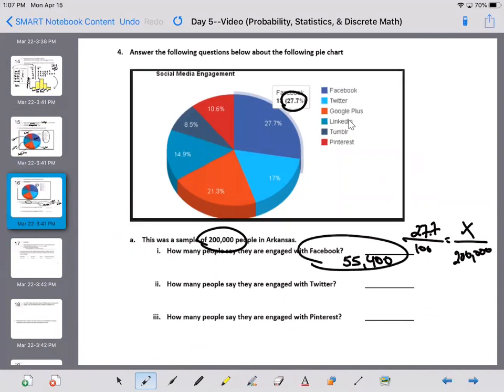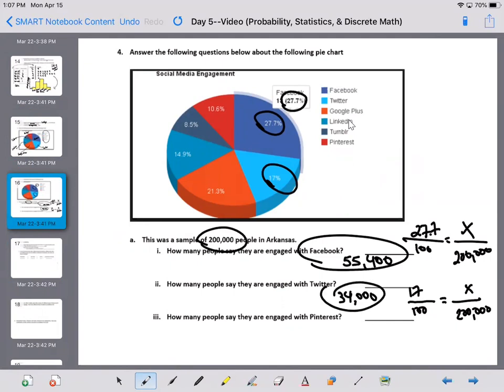How many are engaged with Twitter? Well, we would do the same thing. We'd say X divided by 200,000, and then figure out what's the ratio that involves Twitter. That's going to be 17 out of 100, so it's at 17%. Do our cross products, 200,000 times 17 divided by 100, and we would get 34,000 people that are engaged in Twitter.